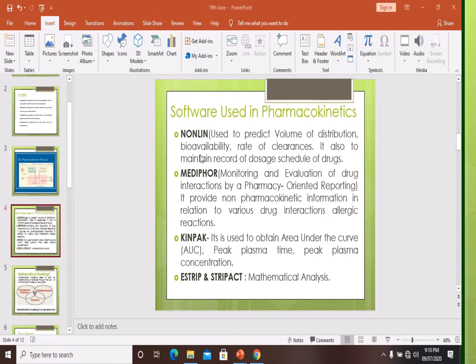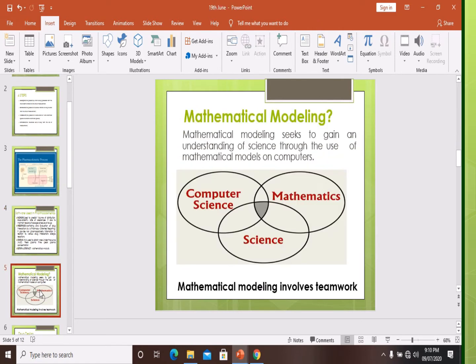I can't explain each and every software individually. They give a step-by-step process of how the software is used for pharmacokinetics, how it predicts, and how the result will come to you. So this is a basic introduction to pharmacokinetics and the software used in it. Next we are going to discuss the mathematical model.